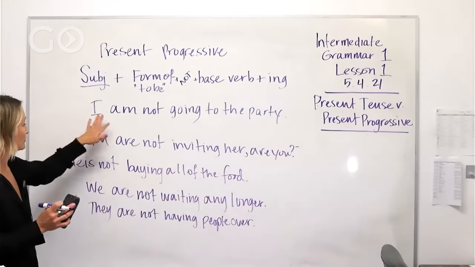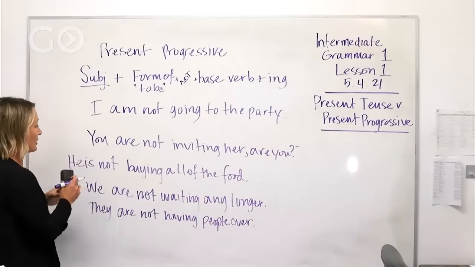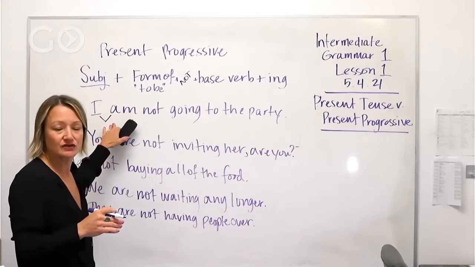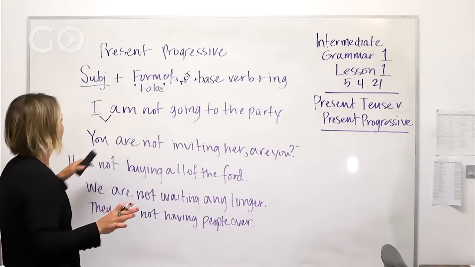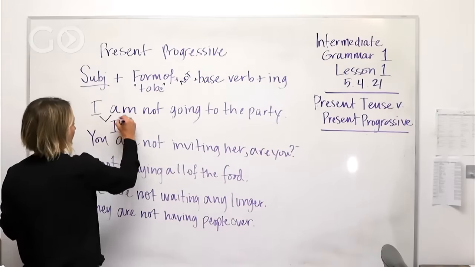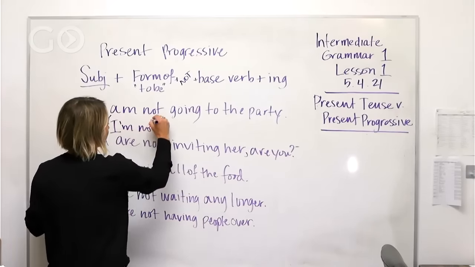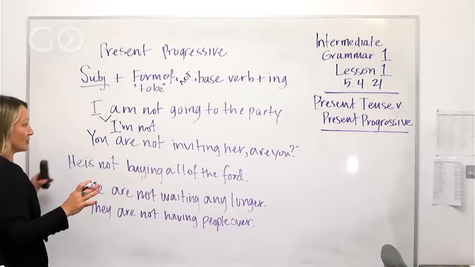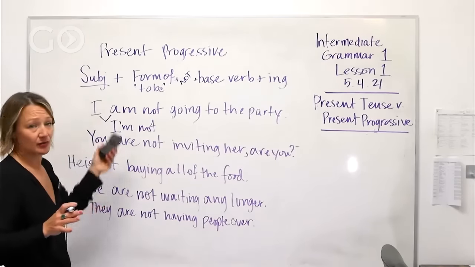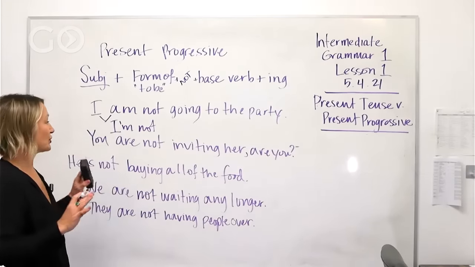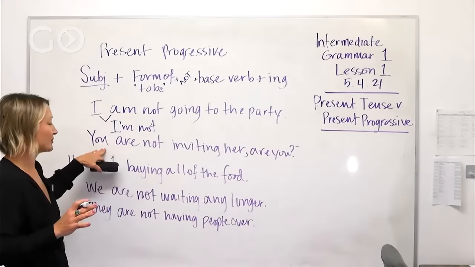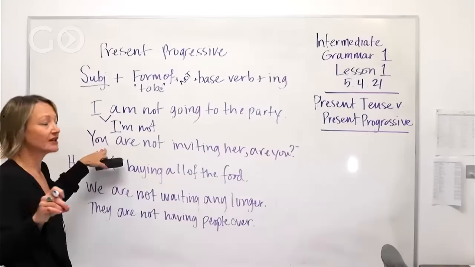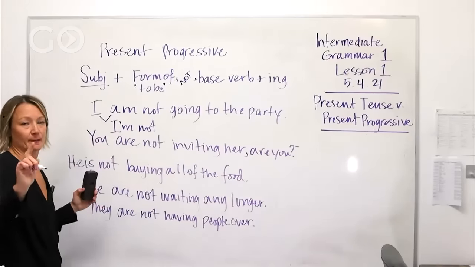Okay. So let's just talk through these one by one. We're going to contract this. Of course, if you don't want to use contractions, it's totally fine. Again, I'm not going to the party, okay? Simple. With I am, we don't have two options. With some of these other ones, there are two different ways that you can make the contraction. With I, there's only one.